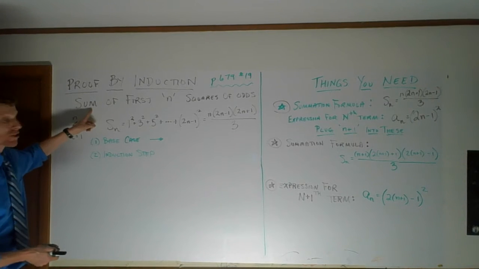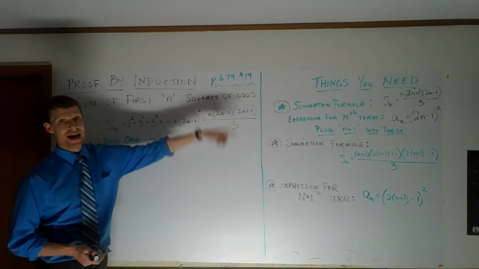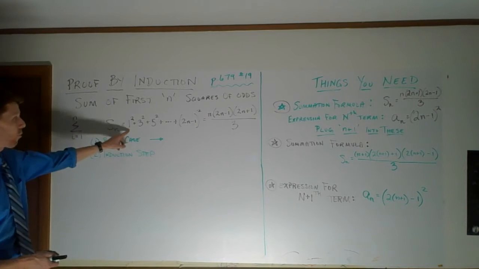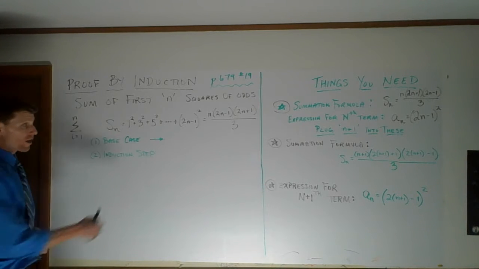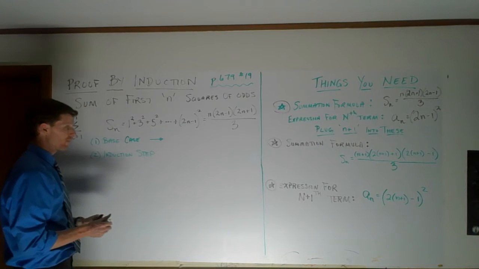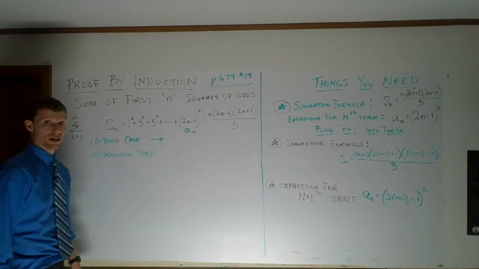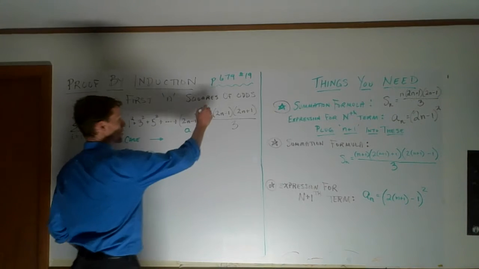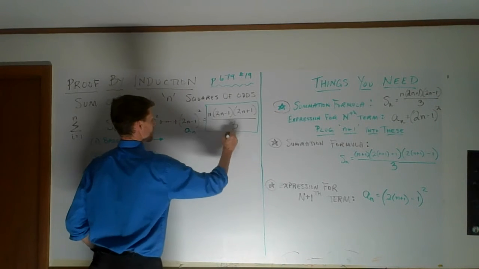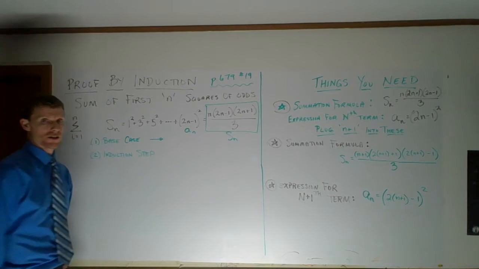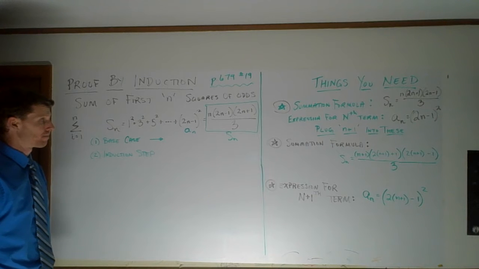So we're doing proof by induction of the sum of the first n squares of odd numbers. So we've got 1 squared plus 3 squared plus 5 squared all the way through. The question gave us this formula for the nth term. Thank you for giving us that. The question also gave us this that we're trying to prove, the formula for the sum of the first n terms. If we can prove that that holds, we're done.